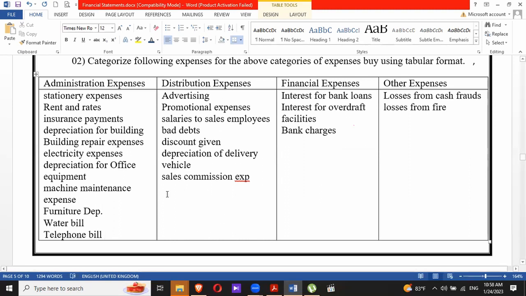Under distribution, I told you the expenses which are related to sales and distribution purpose. Which are related to sales activities, which are related to distribution activities, we call them simply distribution expenses. Examples are advertising, promotional expenses, salaries to sales employees, bad debts, discount given, depreciation of delivery vehicle and sales commission expenses.